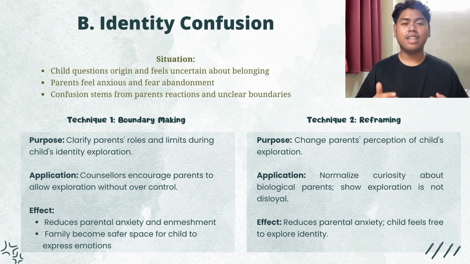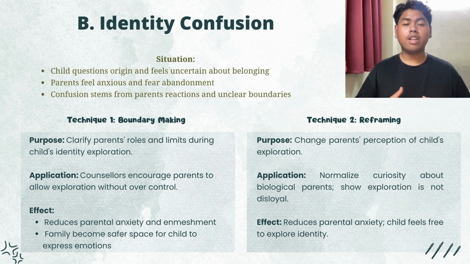In this case, the child feels uncertain about where they belong and starts questioning their origin. At the same time, the parents feel anxious and fearful that the child may emotionally distance themselves or even abandon the family. This confusion comes not only from the child, but also from the parents' reactions, such as overprotection or unclear boundaries, which unintentionally increase the child's emotional distress.